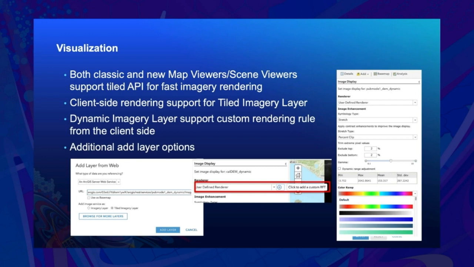And additionally, you will also have additional add layer options. For a dynamic imagery layer, you can either add it as a dynamic imagery layer while rendering it in the web map, or you can add it as a tile imagery layer if the dynamic imagery layer is referencing a cloud raster format raster dataset behind it.